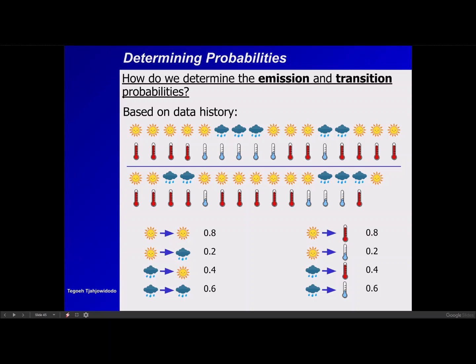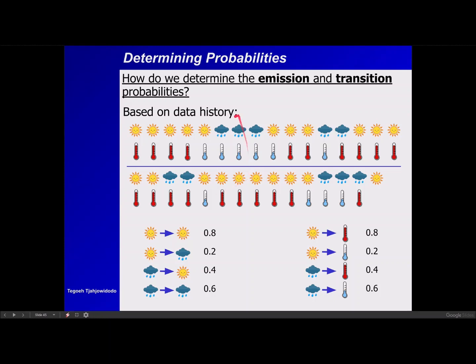What I haven't discussed yet is, in practice, how do we get these numbers? The emission probability, the transition probability, the initial distribution. How do I get these numbers? Again, all of these numbers are statistical, stochastic numbers. So what you have to do, you collect this historical data.